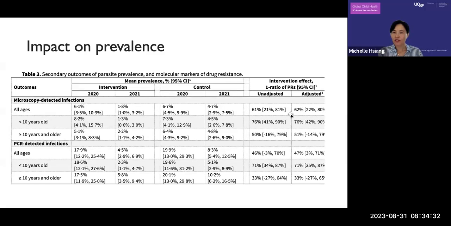I'm not sure what that means. It may just be that these confidence intervals cross, so maybe the effect is similar, or it may mean that the MDA is more effective for eliminating clinical, higher level infection rather than lower level infection.